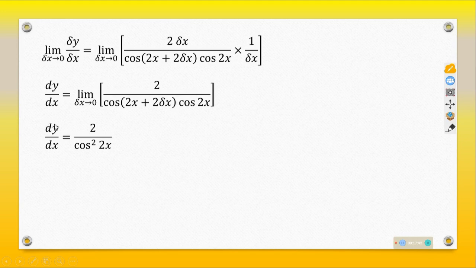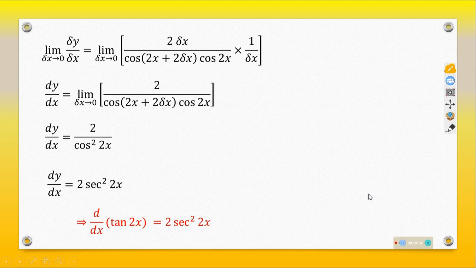So that gives us dy dx equaling 2 divided by cos 2x times cos 2x, which gives us cos squared of 2x. But 1 divided by cos squared is the same as sec squared, with the angle being 2x, and here we have 2. So 2 divided by cos squared of 2x is the same as 2 sec squared of 2x. In other words, when you differentiate tan of 2x, you get 2 sec squared of 2x.